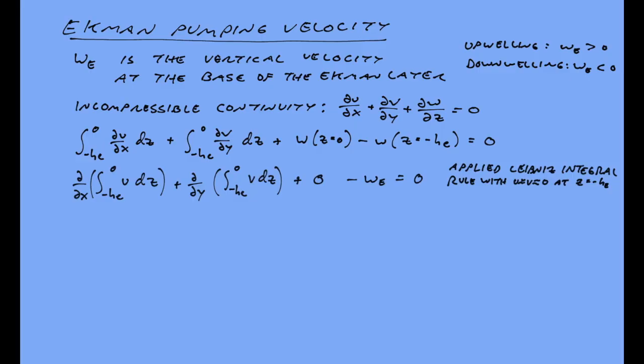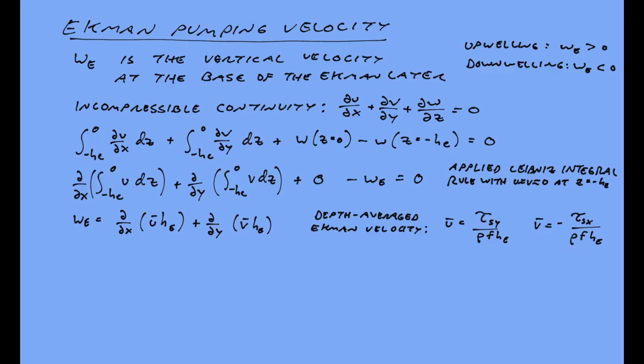Now we've brought the d/dx and the d/dy outside the vertical integrals. I can do this by applying the Leibniz integration rule. To do this, you can look into it, but I had to assume that u and v are approximately 0 at the base of the Ekman layer, where z equals negative h_E. And then for the w term, what I've said now is the vertical velocity at the surface is 0. That means the surface isn't moving over time. And I've replaced the w at z equals negative h_E with our w_E, which is our Ekman pumping velocity. And that all equals 0.